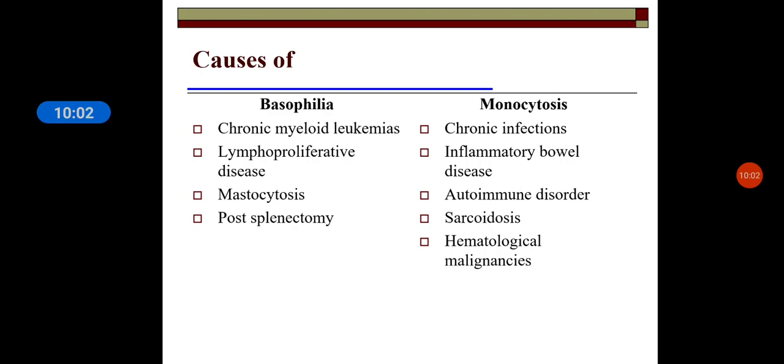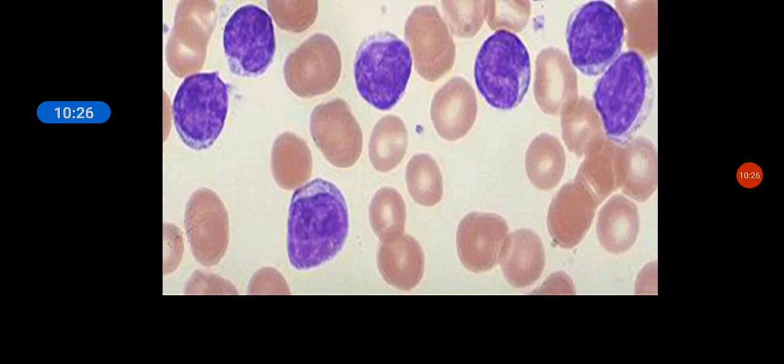Now, causes for basophilia and monocytosis. Some of the causes for basophilia are chronic myeloid leukemia, lymphoproliferative disorders, mastocytosis, and post-splenectomy. Okay, for monocytosis, any form of chronic infection you should remember, or inflammatory bowel disorders, autoimmune disorders, sarcoidosis, hematological malignancies, etc. Okay, so these are the other causes.